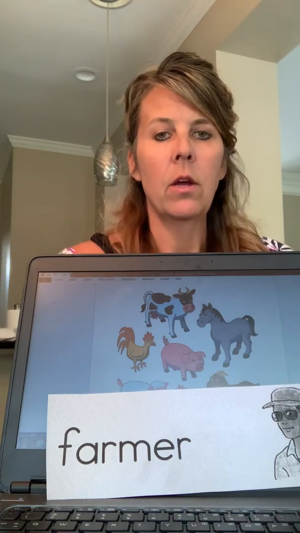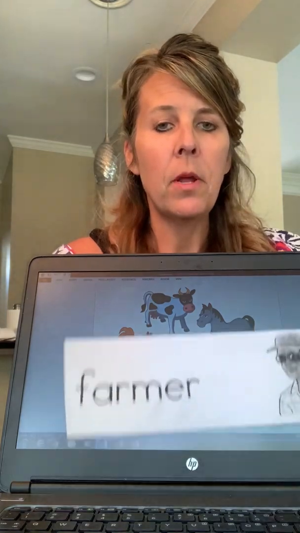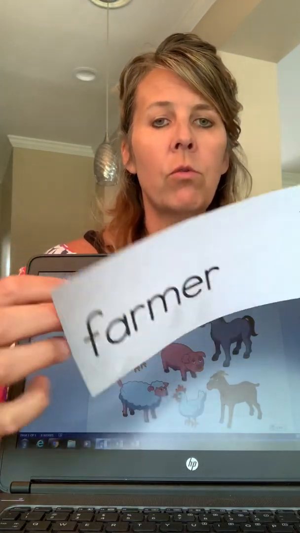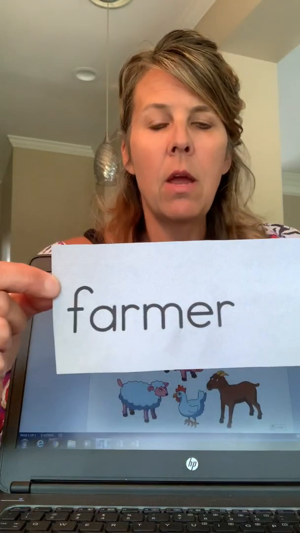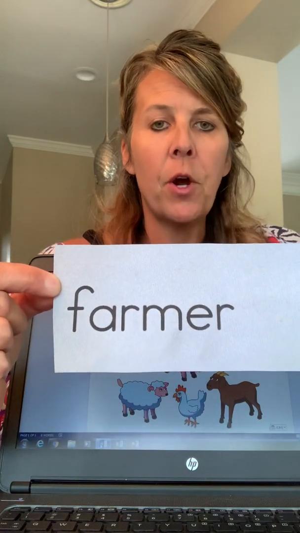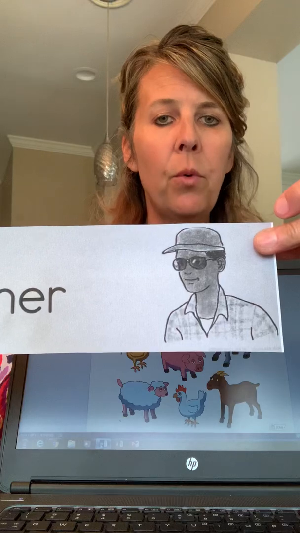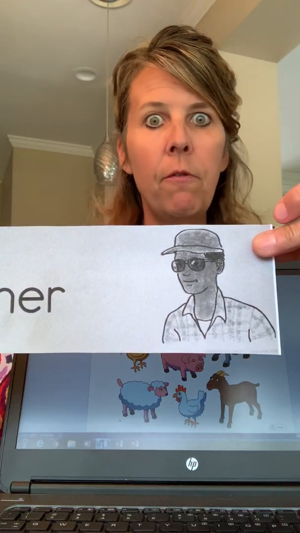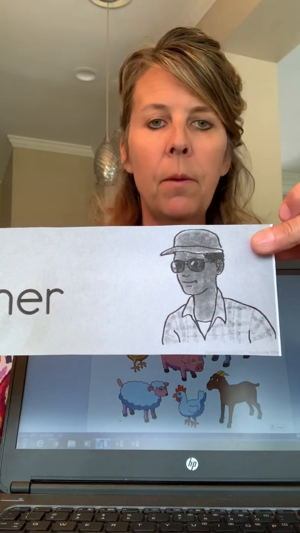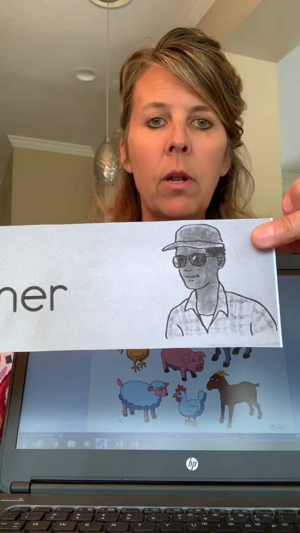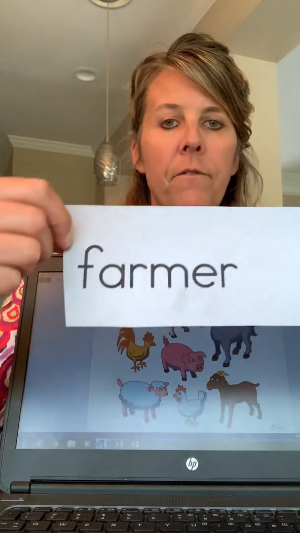Farmer. Good job. So we're going to be putting this word on our word wall this week, and we're going to be talking about a farmer. Now, is a farmer just a boy, or could it be a boy or a girl, or a whole family of farmers? Could be a lot of things. That's something we're going to learn this week about a farmer.